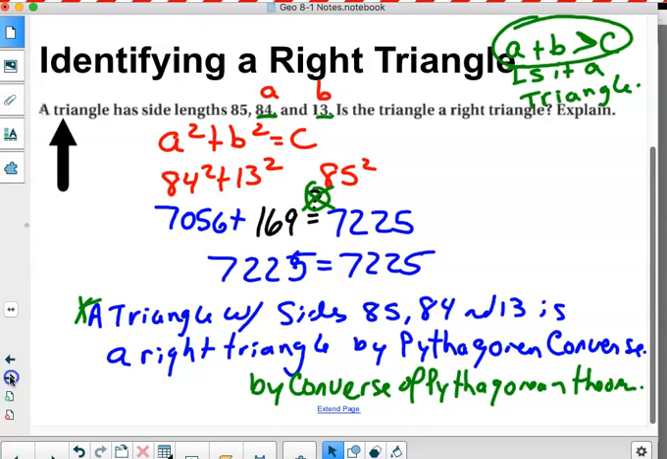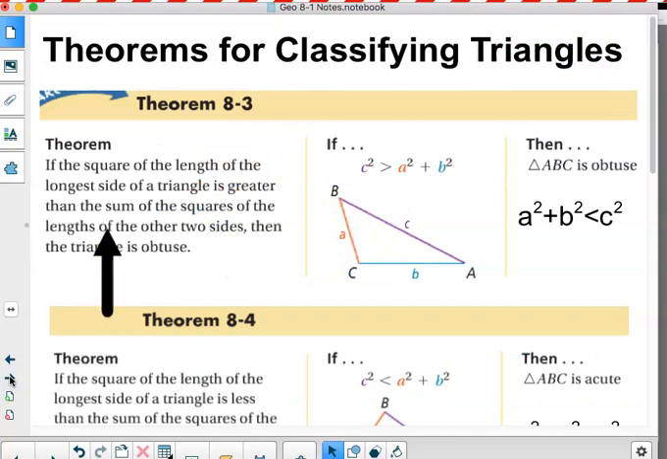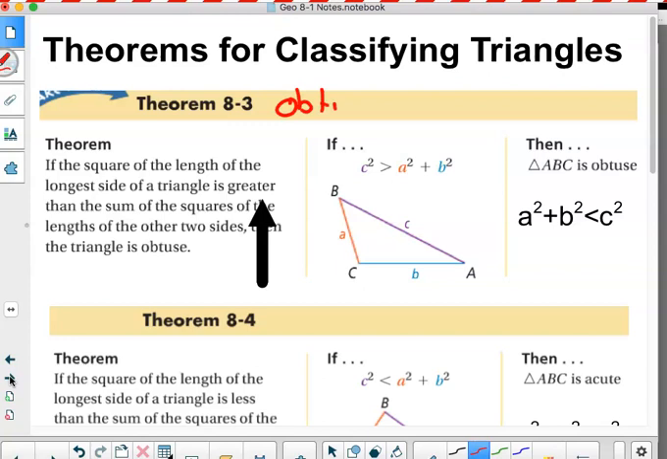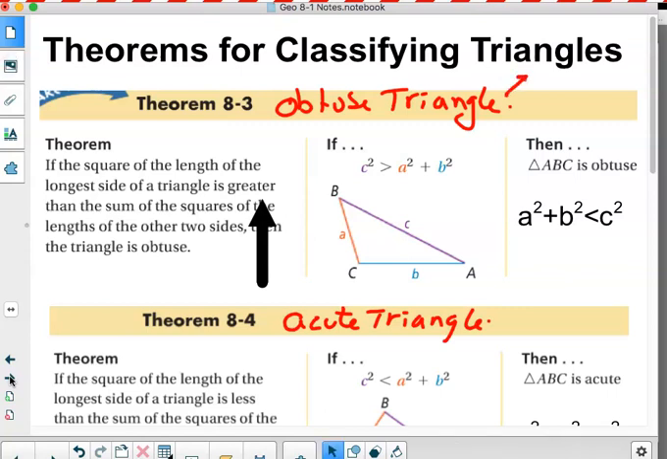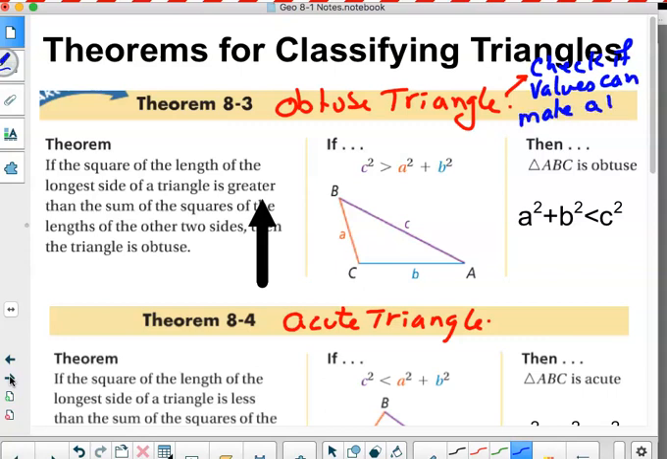But what could it be? Oh, look at this. We have theorem 8.3. This is about obtuse triangles. This is an obtuse triangle, check, and 8.4 will be acute. Now, when you do this obtuse triangle check, you check if the values can make a triangle.